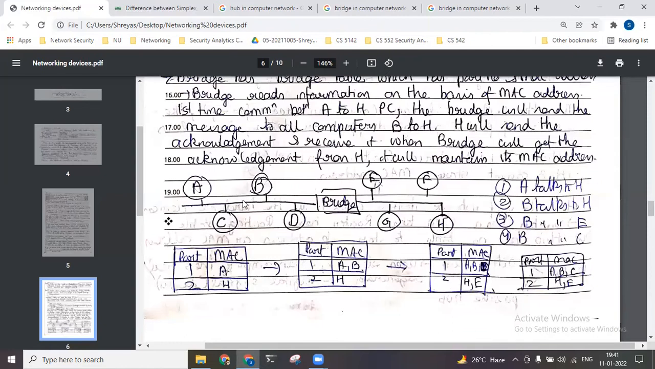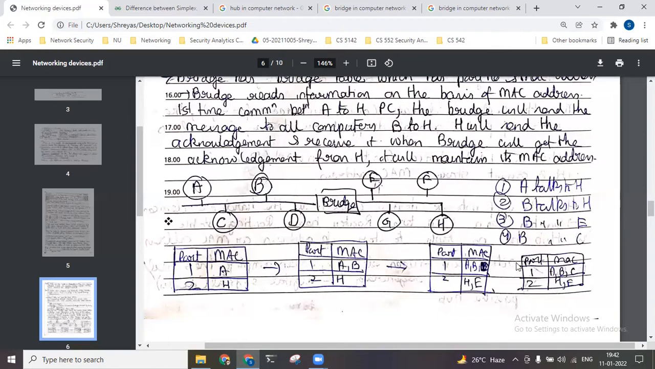Now suppose PC B wants to talk with PC C. You see that both of them are in the same collision domain. So it's just a new PC, but it is on the same collision domain, so it will update port 1 only. Now port 1 will have the MAC addresses of PC A, B, and C, and port 2 will just retain the MAC addresses of PC H and E. Now suppose PC A wants to talk with PC C, so will it update the bridge table?